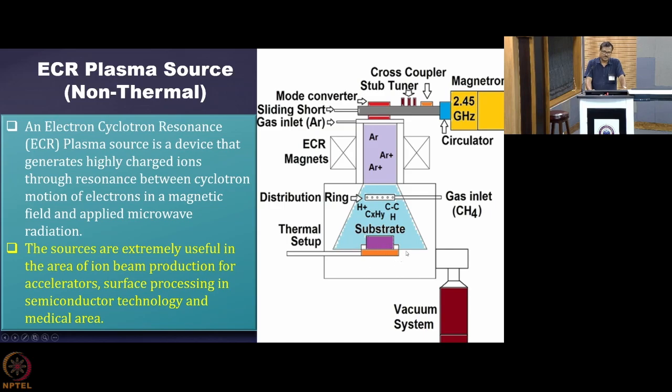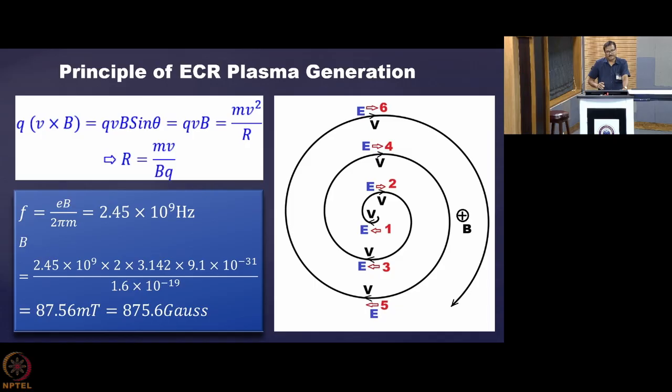Sometimes the substrate needs to be heated, so there is some heating arrangement also at the bottom, but this is basically the principle for electron cyclotron resonance. The basic fact is that you need to have an electric field in resonance with the rotational motion. So this cyclotron motion, you are resonating by applying a suitable magnetic field, so that the plasma receives energy from the microwave and it ionizes the particles in the container.